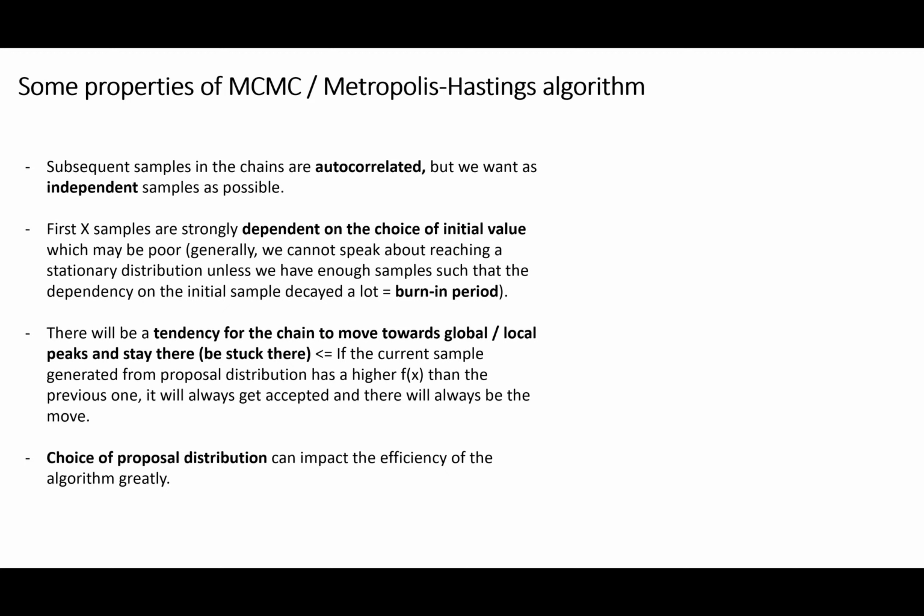Another one is that, maybe it's not so obvious, the chain is strongly dependent on the choice of the initial value, and especially the first X samples will be strongly affected by the choice of the initial value. In order to reach this stationary distribution, or to cut down on this autocorrelation or this unfortunate or fortunate start, you basically want to minimize dependency on the initial value as much as possible.